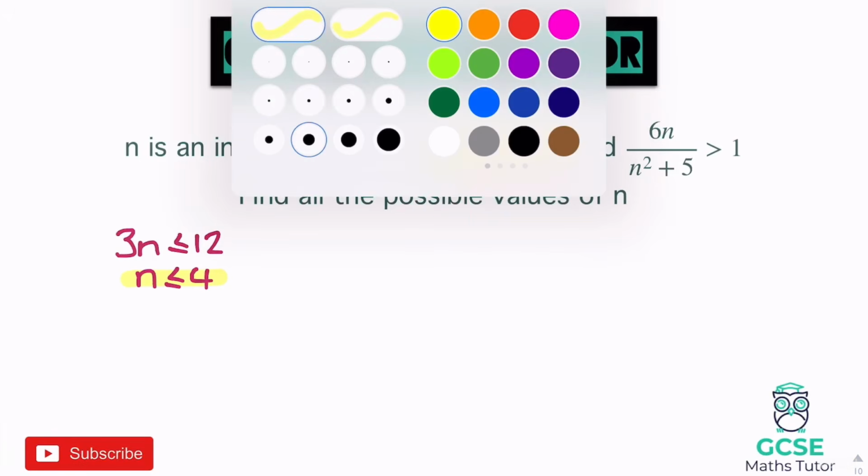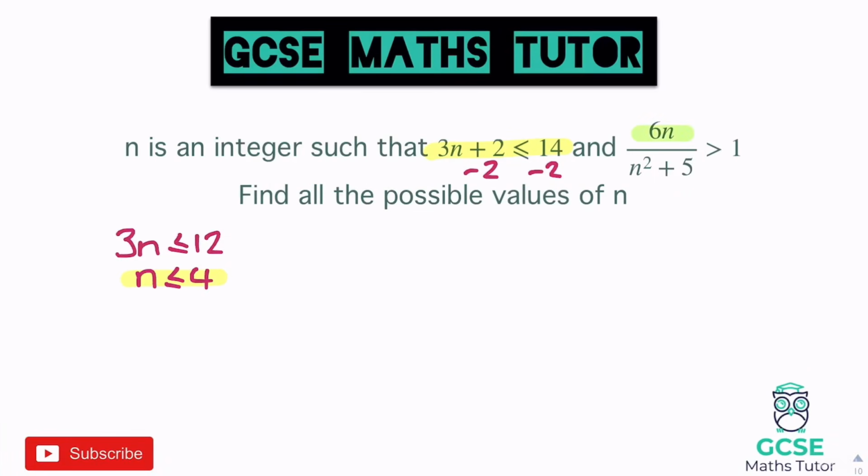Then we can move on to this second one. So we've got another inequality over here, and it does look a bit different. We've got 6n over n squared plus 5 is bigger than 1. Now the first thing to do is we need to get this into a single line, not equaling 0, but 0 on one side. So in order to do that, I'm going to multiply this denominator over.